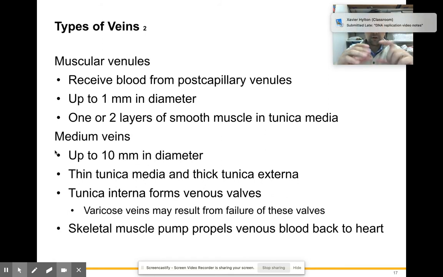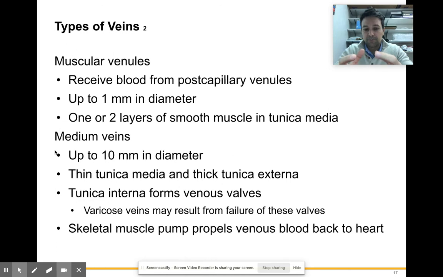So let's say there's a volume of blood that's in your feet, right? And that blood has to go back to your heart. Every time your heart pumps, that force is behind the veins.